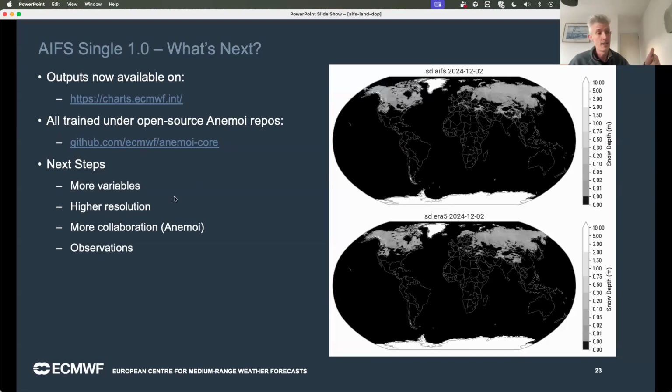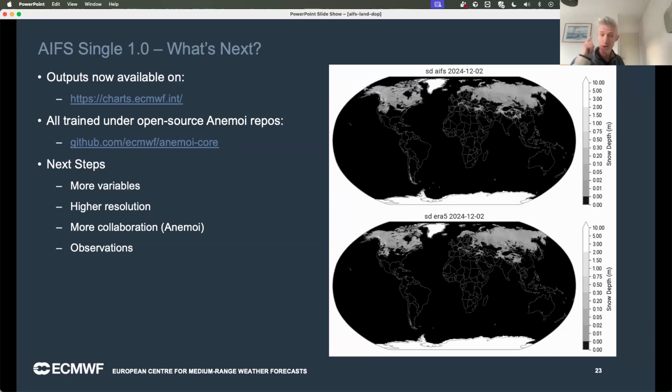The next steps really are adding more variables. With Nina and others, we've been working to start putting snow in for the next version of the AIFS. We don't have snow depth in there. We put in snowfall last time, but we haven't got snow depth yet, so that's starting to look good. Then going to higher resolutions and more collaboration. We're taking lots and lots of pull requests and contributions from lots of collaborators into Anemoi, which is great. Hopefully we can keep that going forward, because I think it really helps improve things.